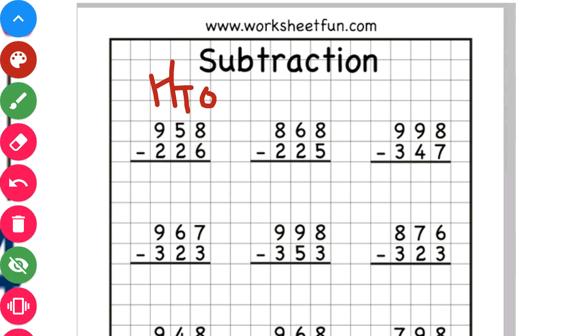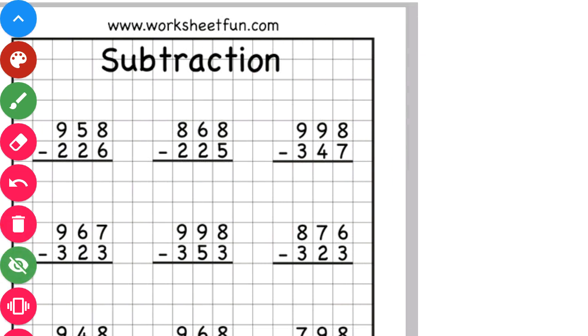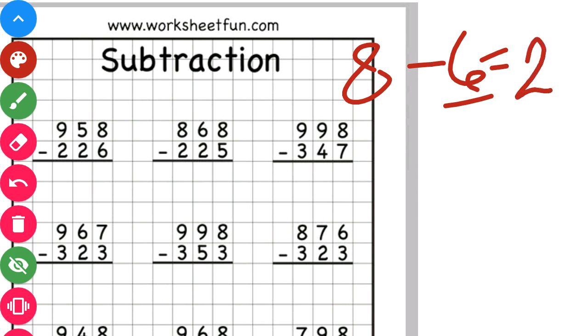Now 958. Take out 8 fingers. Do the subtraction, 8 minus 6. How much will we get? Count after 6. After how many steps will you get 8? 7, 8. After 2 steps. So we will write here, 8 minus 6 we will get 2.